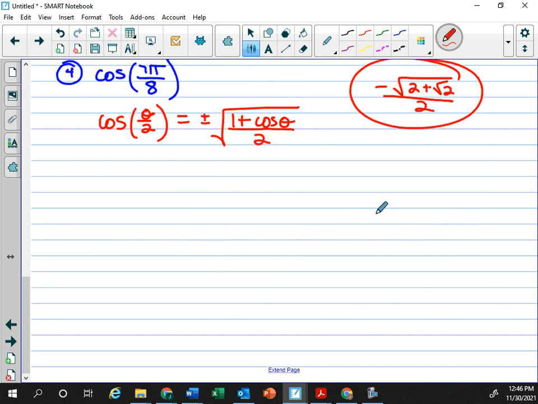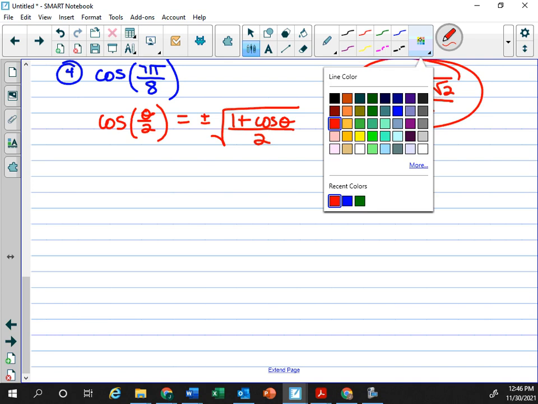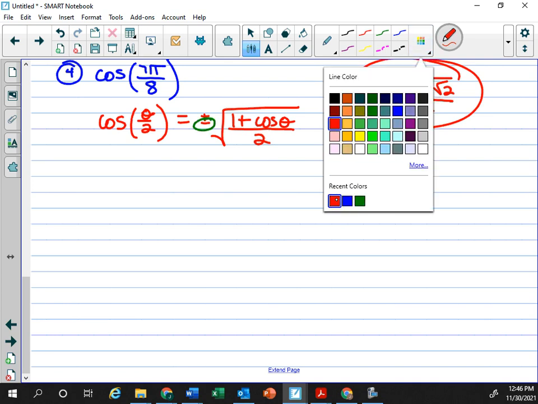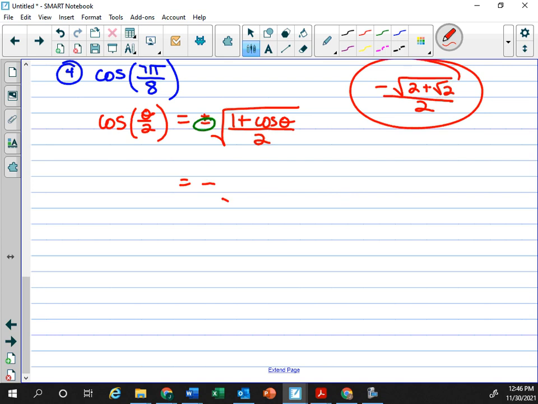Okay, we are thinking about where 7 pi over 8 is. So we know it's second quadrant. Is cosine positive or negative in the second quadrant? Negative. So I know I am picking the negative this time. All right, so negative square root 1 plus.